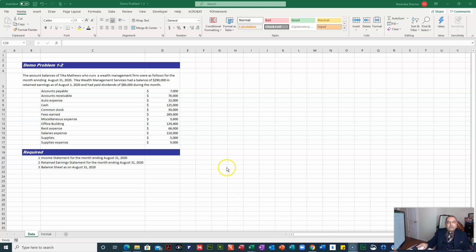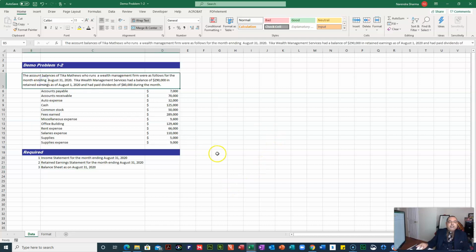I'm working on a demonstration problem to show how you prepare the introductory financial statements. As you all remember from the discussion we had in the previous videos, the income statement is prepared for a period, so is the statement of retained earnings, and then the balance sheet is prepared for a particular day. It is good as on that date.